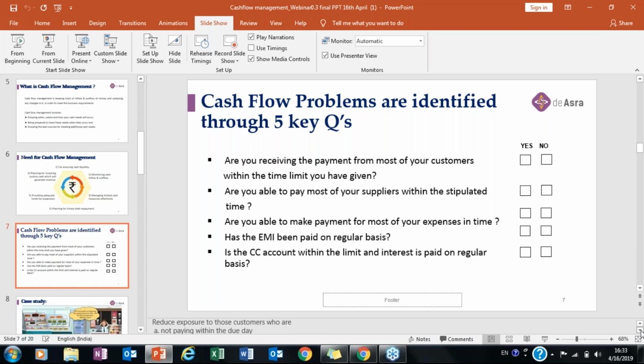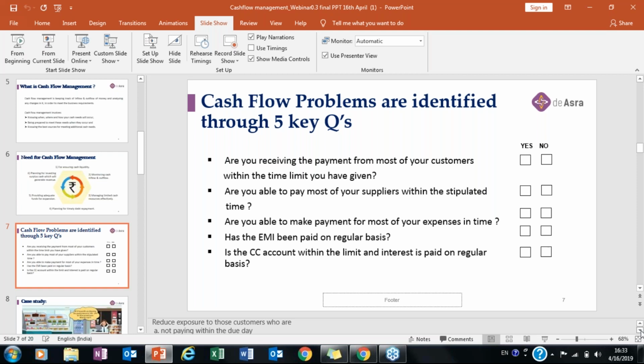Thirdly, are you able to make payments for most of your expenses in time? Expenses can be anything from the electricity bill to salaries, wages, or your bank's payments or anything of that sort. So, are you able to make payments of most of your expenses in time? You need to identify whether there are any expenses where the payments are going beyond the due date or something like that.